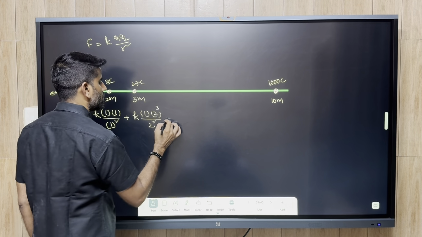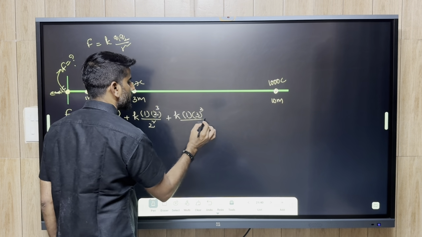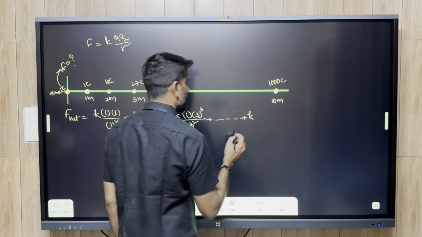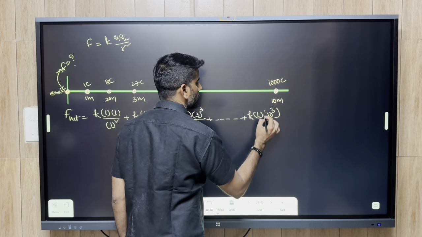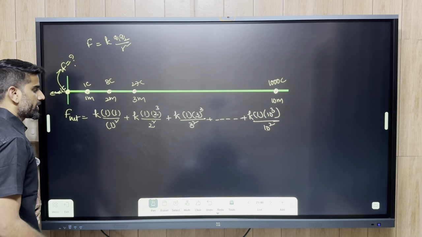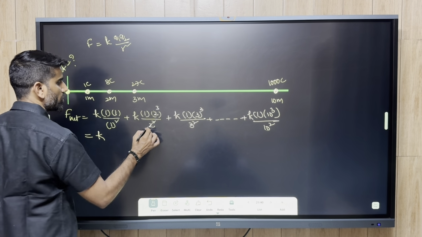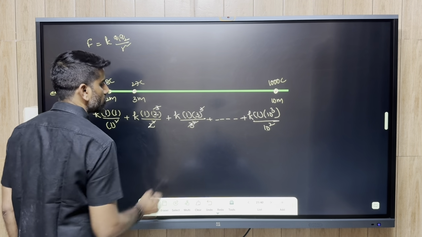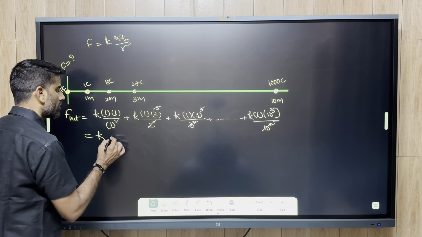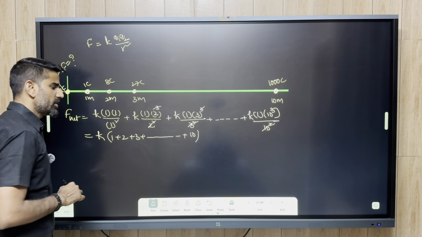2 cube, right? Now, k q1 27 can be written as 3 cube by 3 square and so on. This 1000 k plus k q1 10 cube by 10 square. Now I can take some of the terms common. k I am taking common. Here 2 square, 2 cube cancel, 1 by 2 remains. 3 square, 3 cube cancels, 1 by 3 remains. 10 square, 10 cube cancels, 1 by 10 remains. So k I have taken common, 1 plus 2 plus 3 plus so on plus 10.